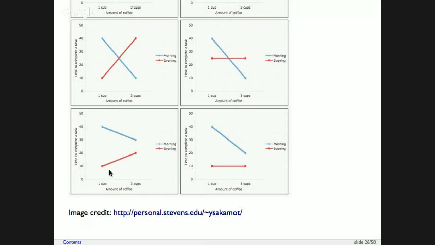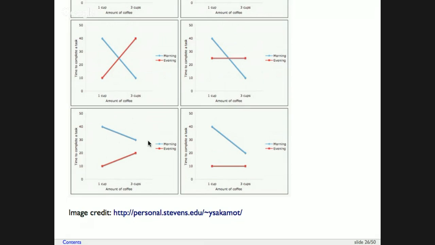I want to try, how would you interpret this? Is there an effect of time of day? Yes, in that you're slower in the morning than in the evening. Is there an overall effect of coffee? A main effect of coffee? Yes. Why do you say that? Because in the evening, 3 cups. Well, in the evening there's an increase. In the morning there's a decrease, but overall there's no effect.